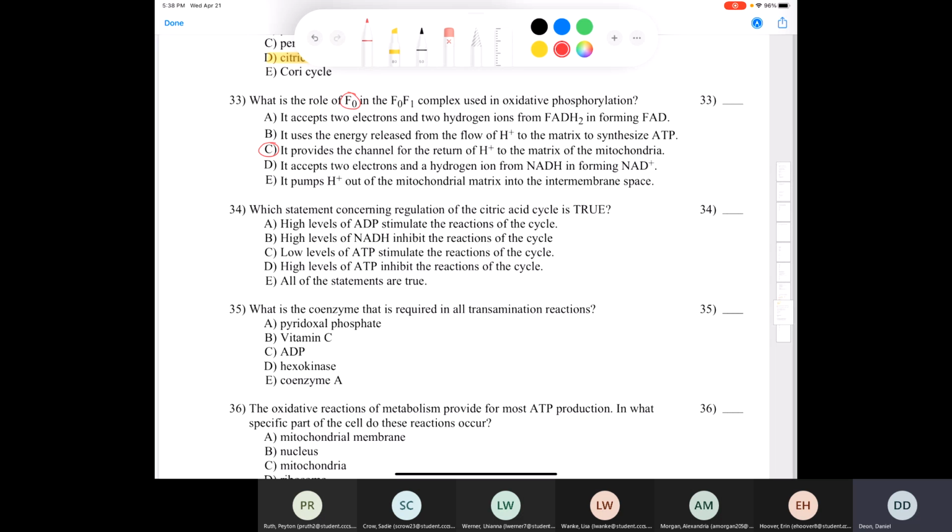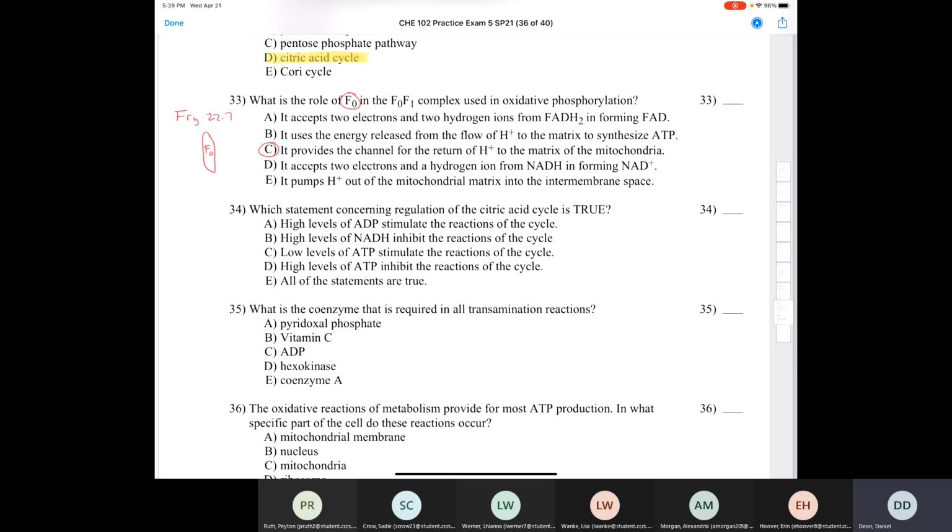So again, if you look at the structure of the F0, F1 complex, and I'm just looking at our book here because Mr. Dion is not the best artist, but if you look at figure 22.7 from our textbook, you see you have the inner membrane, and then you have the lipid bilayer, and you have the F0 portion, which looks something like this.